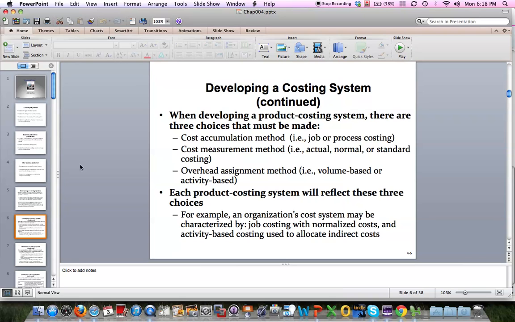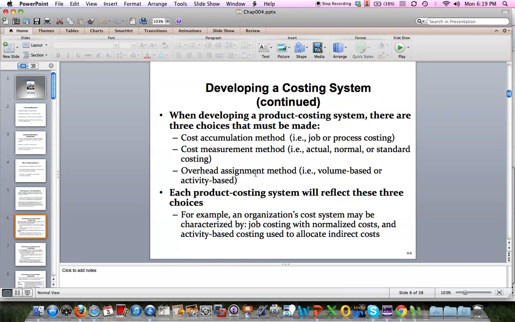And we can go with cost accumulation, job or process. We can go then with cost measurement, actual, normal, or standard. And we can go with overhead assignment method, which is volume-based or activity-based. So it's kind of one of those where we can choose any of these combinations that best fits our firm, our company, the specific process that we're looking at.